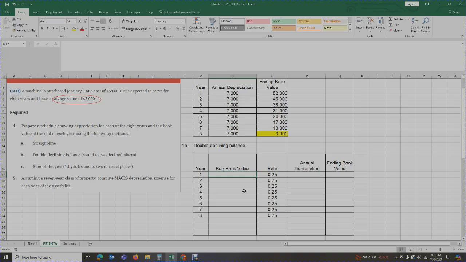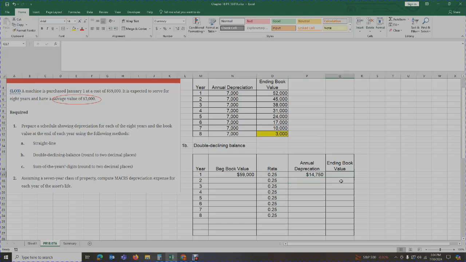So we're going to get the cost of $59,000. Okay, we're going to multiply it by the rate, 59,000 times 0.25. Let me see if I did it right. Okay, there it is. 14,750, that is my depreciation for year number 1.